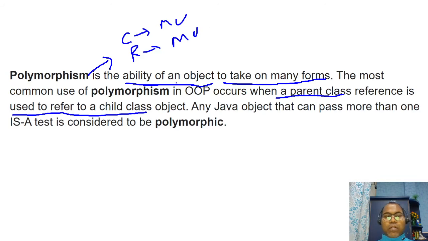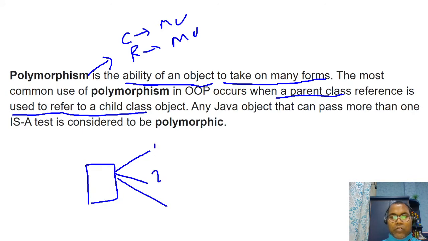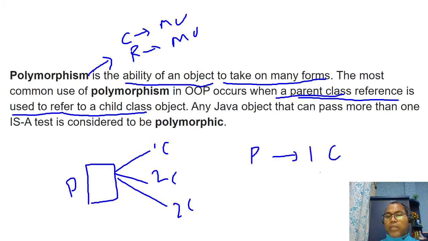Okay, so here the concept of polymorphism means, let's say we have one parent class and multiple children: child one, child two, child three. Generally, a parent class reference is used to refer to the child class. Here, your parent class can refer to child one, and at runtime you can change the parent class to refer to child two, and it can also refer to child three.